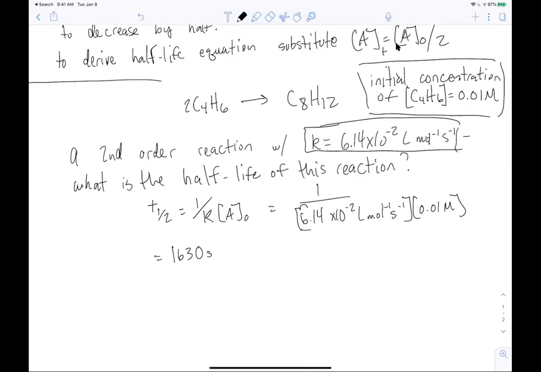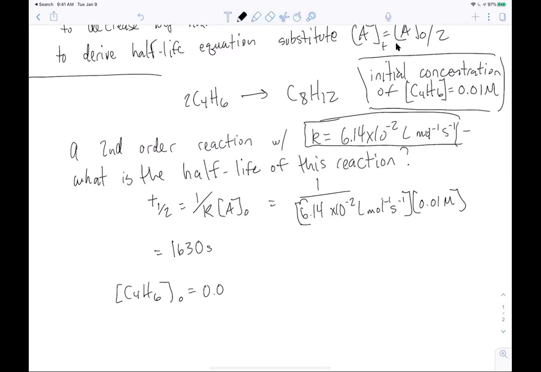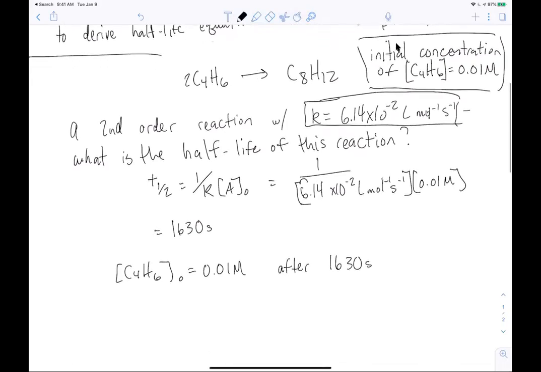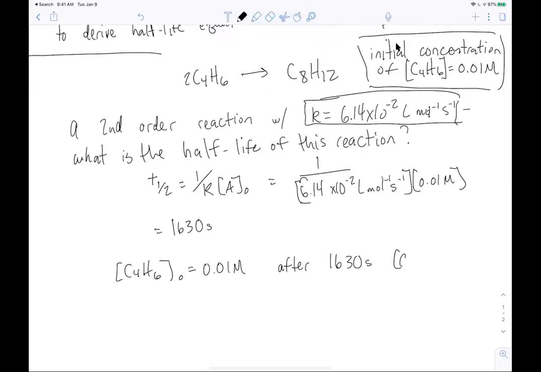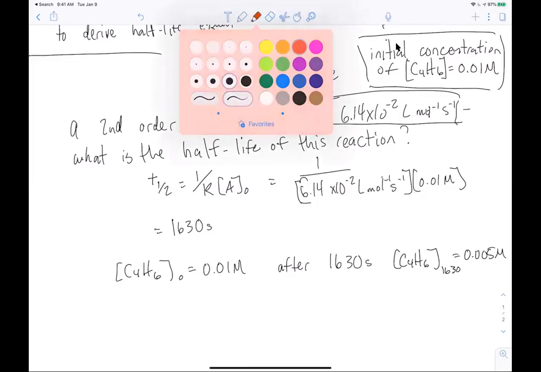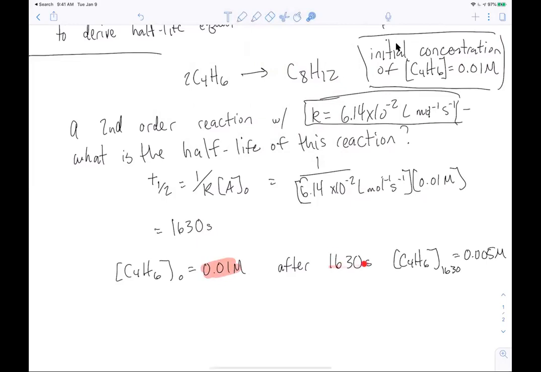So that means that our initial concentration is just 0.01 molar. So after 1,630 seconds, how much are we going to have left over? I'm not sure how to write that out concisely. Let's just put it down here. We'll have whatever 0.01 is divided by 2, so 0.005 molar. That's all the half-life is. It just tells you, if I'm starting with this, this is the amount of time it takes for that concentration to decrease by half.